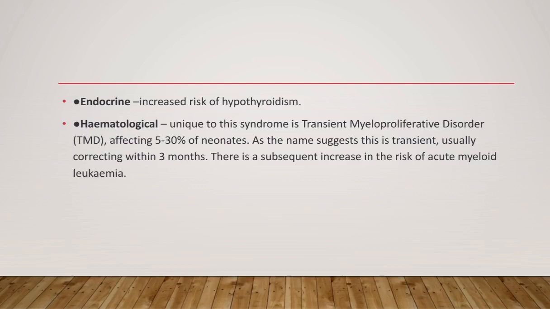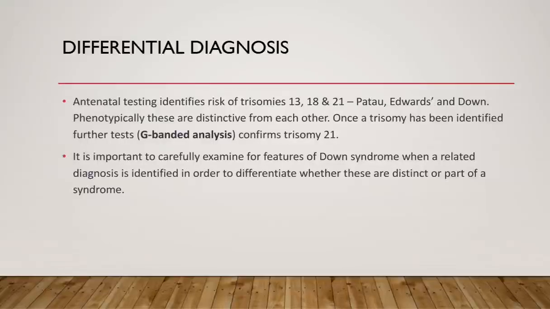Endocrine: increased risk of hypothyroidism. Hematological: unique to this syndrome is transient myeloproliferative disorder (TMD), affecting 5 to 30% of neonates. As the name suggests, this is transient, usually correcting within 3 months. There is a subsequent increase in the risk of acute myeloid leukemia.